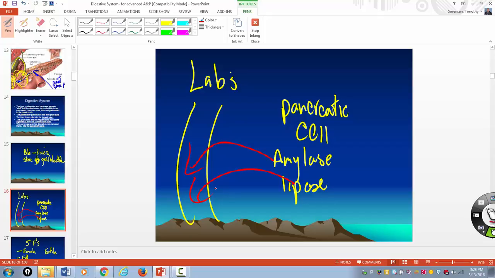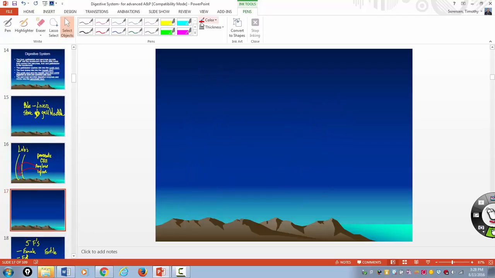You also look at C-reactive protein. It looks at inflammation. So if you have amylase and lipase elevated, and their C-reactive protein is elevated, yeah, that's a pretty good sign they've got pancreatitis. Now, one of the things that pancreatitis can produce, and I'm just going to mention this, is hypocalcemia.